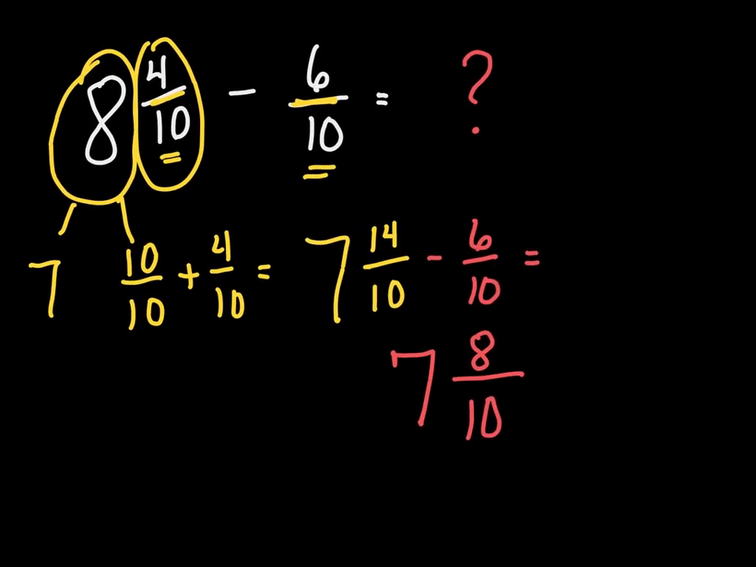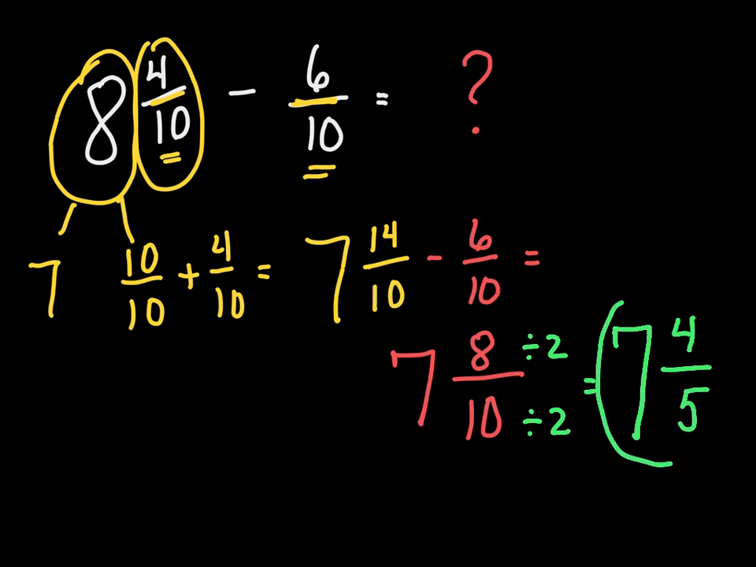But, like I keep telling you, can 8 tenths be simplified? What is the greatest factor they have in common? Well, that would just be a 2. So we keep our 7 wholes, and 2 goes into 8 4 times. 2 goes into 10 5 times. So 7 and 4/5 is our new mixed number.